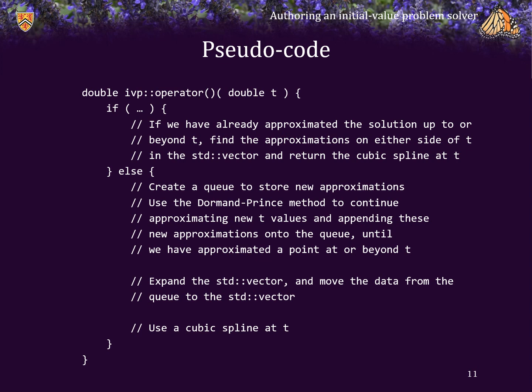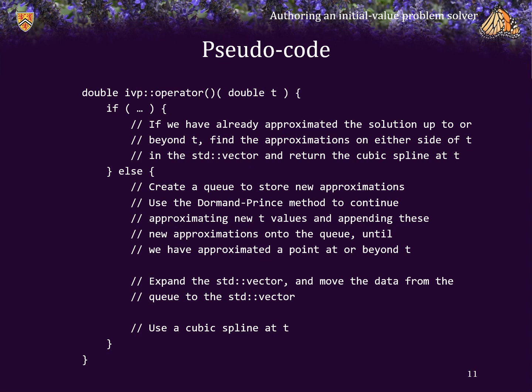We will create a queue to store new approximations. Why do we use a queue? Because all operations on a queue are order 1. If we try to just keep on appending to the vector class, it's actually going to become very slow very quickly because it will end up being an order n squared overall runtime. So we first start with a queue. So all new approximations are appended to this queue. And then we continue using Dormand-Prince approximating the solutions at new t values and appending these new approximations onto the queue. We keep on doing this until we have approximated the solution at a point at or beyond the value t.